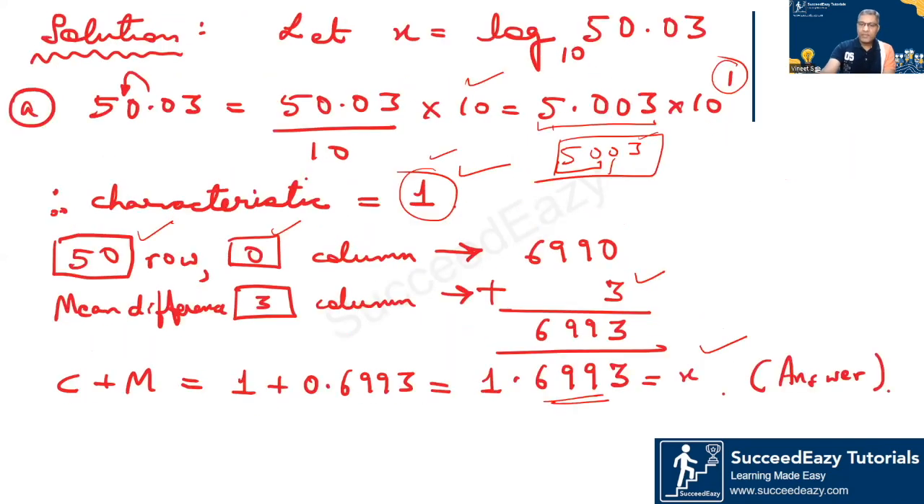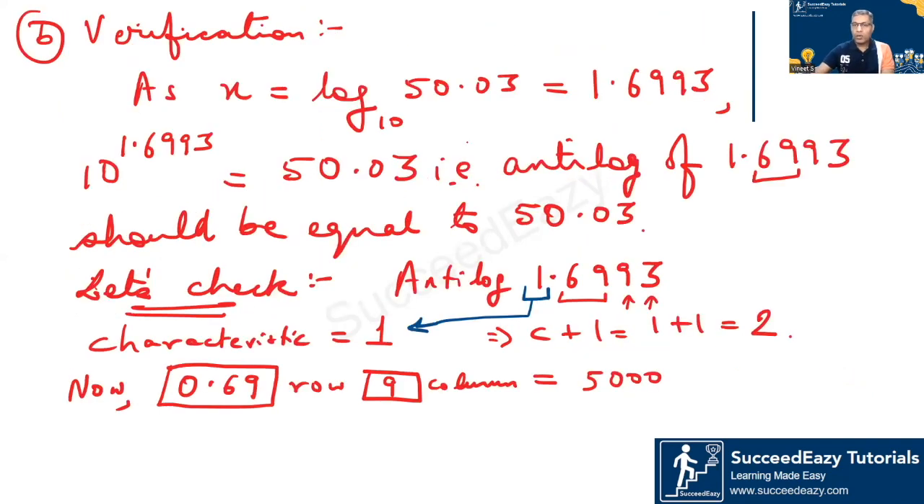Clear? Let's verify this. So log of 50.03 to the base 10 equals 1.6993, right? So anti-log of 1.6993 should give us 50.03, isn't it? Log of 50.03 to the base 10 is equal to 1.6993. And basically, it means that 10 raised to the power 1.6993 is equal to 50.03. That is, anti-log of 1.6993 should equal 50.03. I've repeated myself for the sake of it.